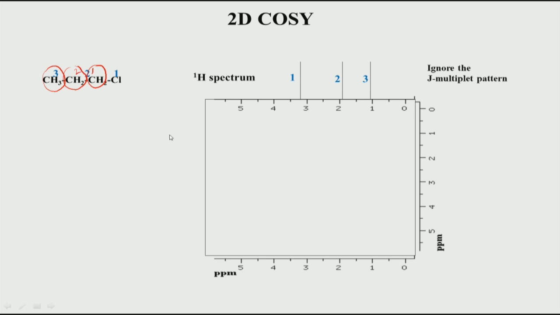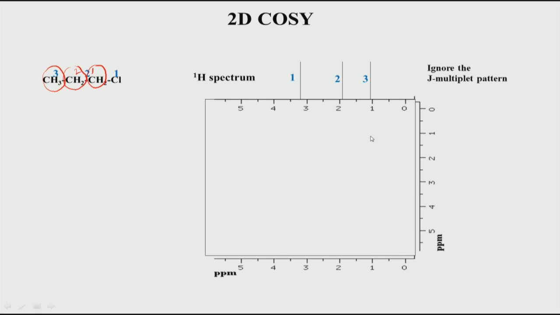So, now what do we expect to see in this kind of a spectrum? What we expect is a correlation, meaning a connection between two hydrogens which are coupled to each other. So, that means I expect on this axis a correlation. If you look vertically, let us start from here.